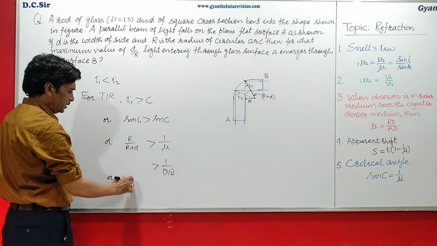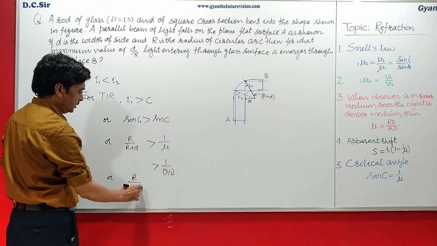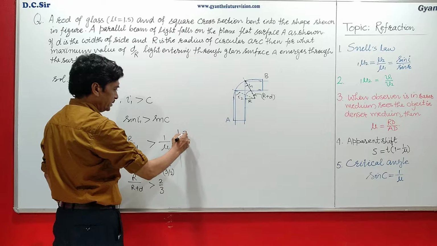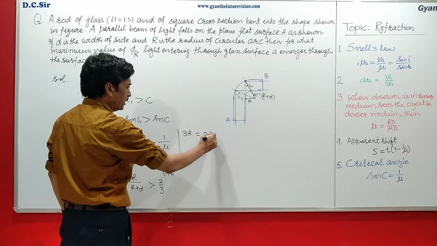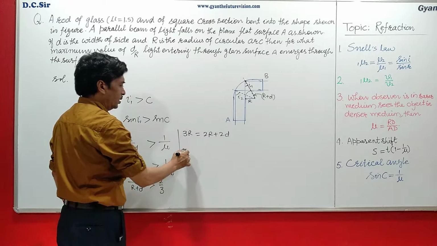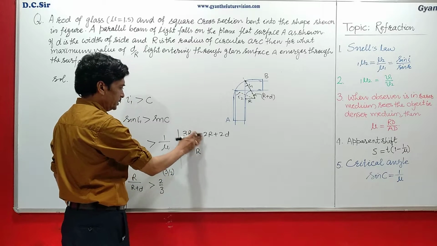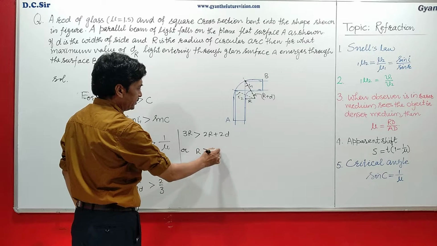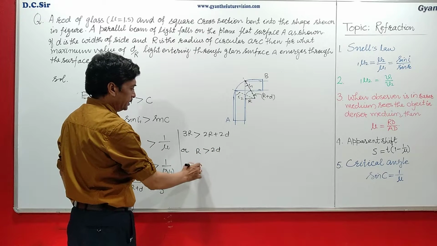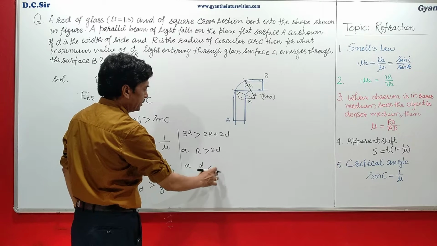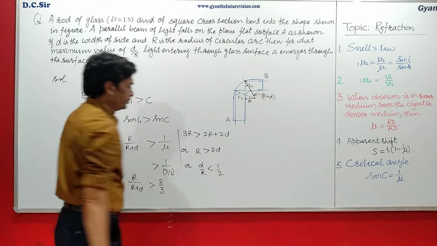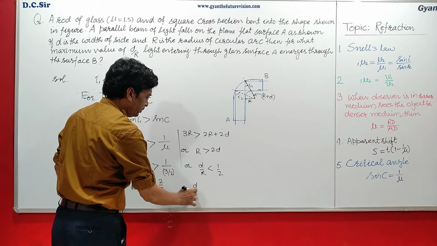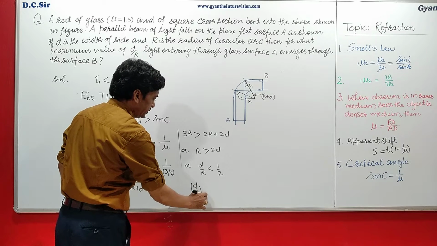Or we can write R upon R plus D is greater than 2 by 3. On cross multiplying, 3R is greater than 2R plus 2D, or R is greater than 2D. Or we can write D upon R is less than 1 by 2. So the maximum value of D by R can be 1 by 2.